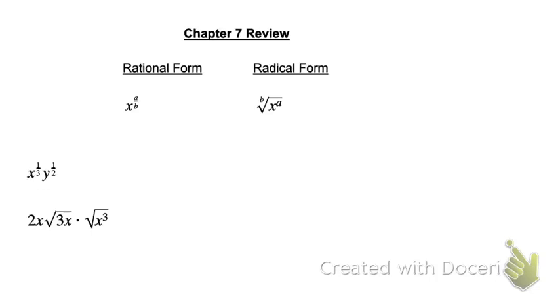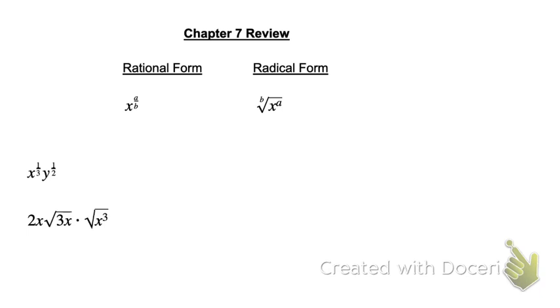Okay, Advanced Algebra 2. This is the start of our wrap-up session, we'll call it. We're going to go back and look at each chapter. We'll do one a day. We'll at least do 4 chapters this week. Today we'll look at Chapter 7, where we looked at the relationship between rational form and radical form.